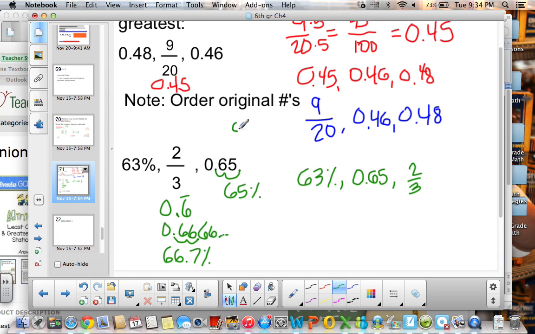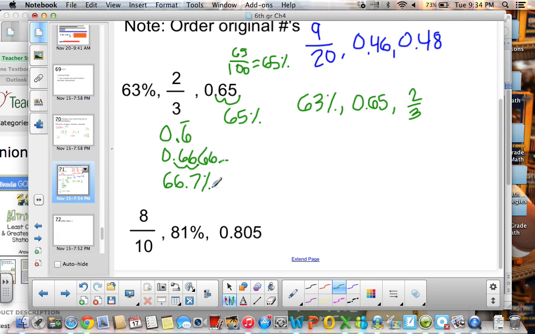65/100ths we also could write as 65%, and we also know that for any number over 100, we just drop the 100, write the numerator, and add the percent. So you could have done that either way.